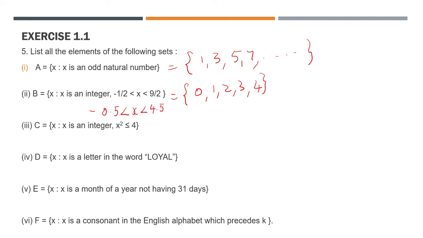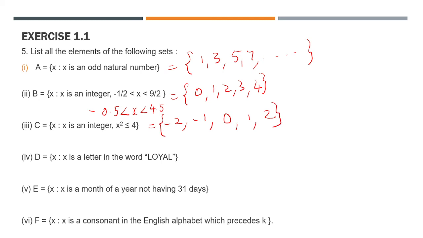Next one. C is equal to the set of all x such that x is an integer and x square less than or equal to 4. So, we have to see all the values of x where x square is less than or equal to 4 and x is an integer. You know that minus 2 the whole square is equal to 4, that is less than or equal to 4. So one value is minus 2. Minus 1 the whole square is 1, it is less than or equal to 4. So next is minus 1, then 0, then 1 and 2.